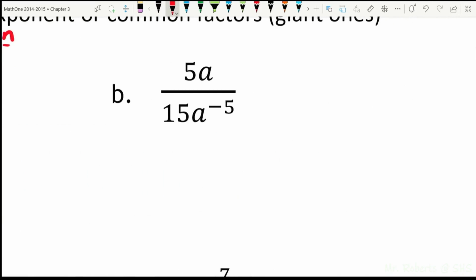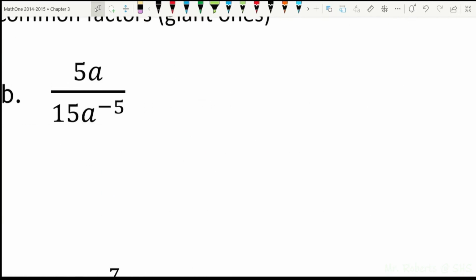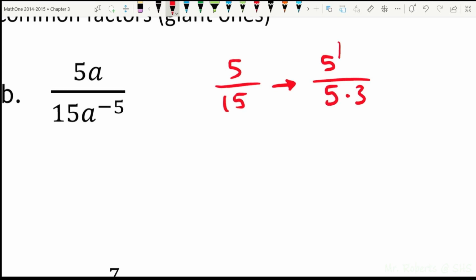Let's look at B. So on B, part of this is I've got a 5 over 15. And I understand from a long time ago that that's the same as 5 over 5 times 3. So I can see that there's a giant 1 here. It doesn't become the number 3, right? There's a giant 1 that's in the numerator. So there's a 1 in the numerator and a 3 in the denominator. So in terms of the 5 and the 15, that's 1/3.